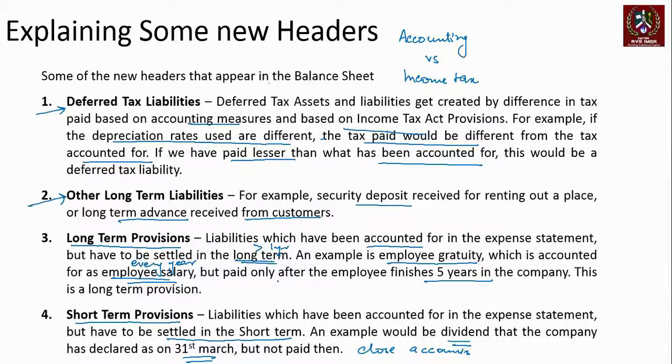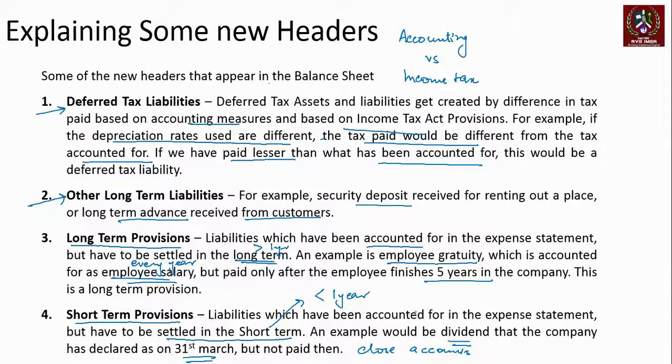Now, this is a short term. Why is it short term? Because it has to be settled in less than 1 year. Typically, somewhere during the following year, you will have this payment coming up, but you've not paid it right now. So you've declared a dividend, but you've not really paid it, right? That's a short-term provision that would come in.